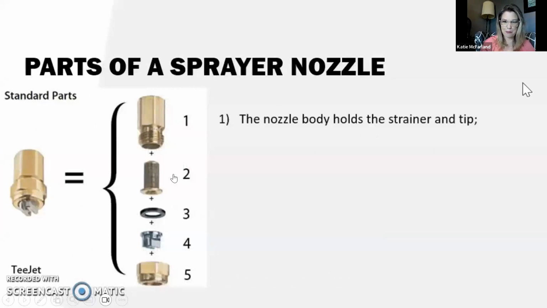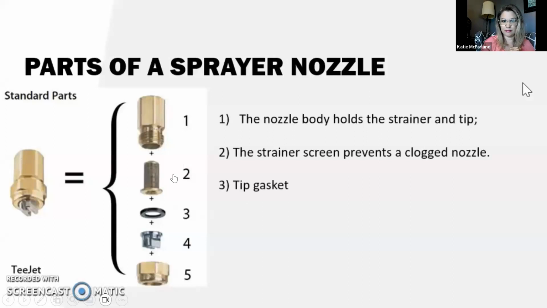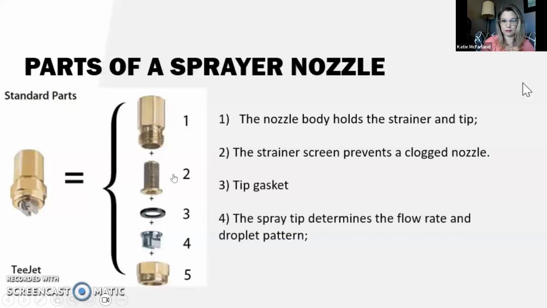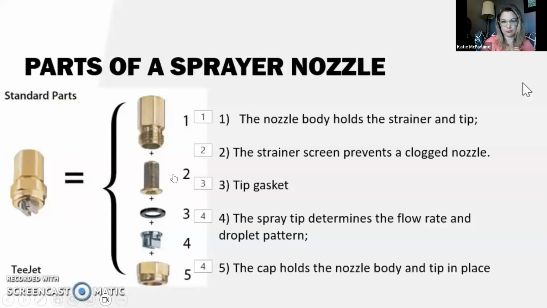There we go. Number 1, the nozzle body holds the strainer and tip. Number 2, the strainer screen prevents a clogged nozzle. Number 3, tip gasket. Number 4, the spray tip determines the flow, rate, and droplet pattern. Number 5, the cap holds the nozzle body and tip in place.